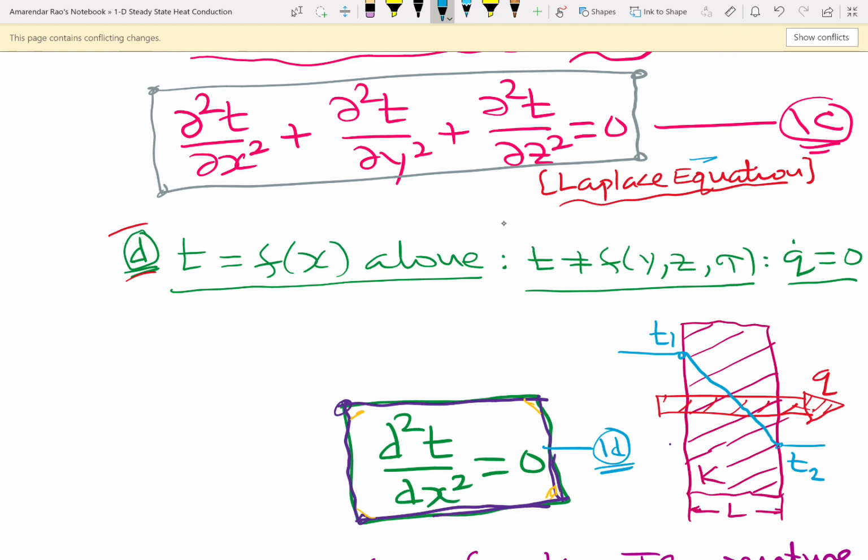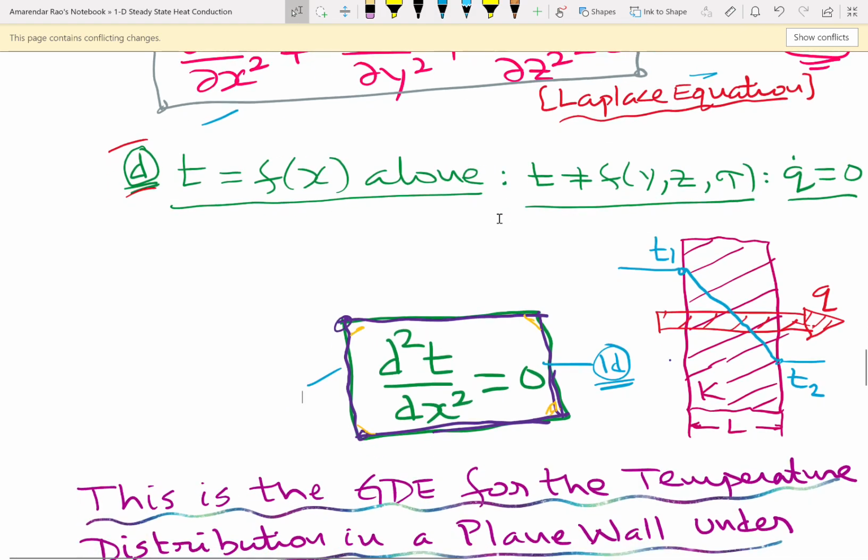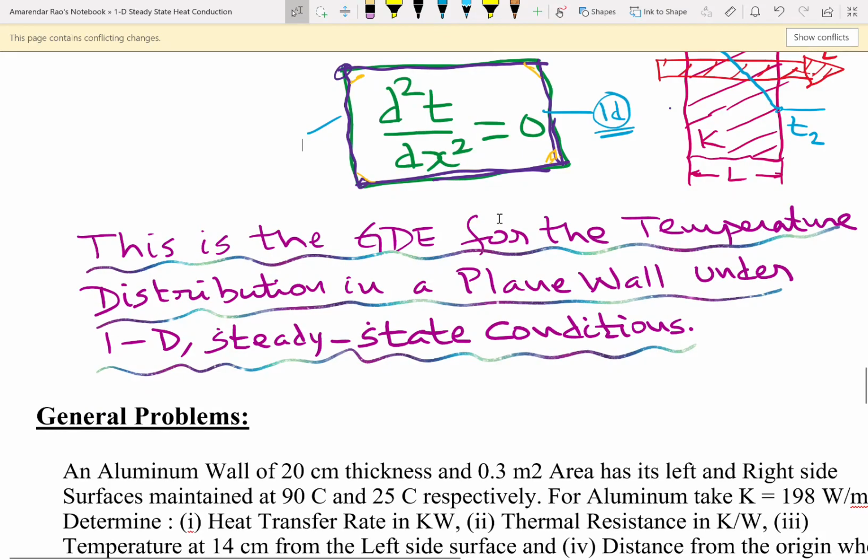This implies that temperature does not vary with y, with z, with time, and you don't have anything inside the wall. As a result, the first term becomes 0. Since temperature is a function of x alone, del can be replaced by d. So d square T by dx square is equal to 0. We have come back to the GDE again. So this is the governing differential equation for the temperature distribution in a plane wall subject to 1D steady state conditions.